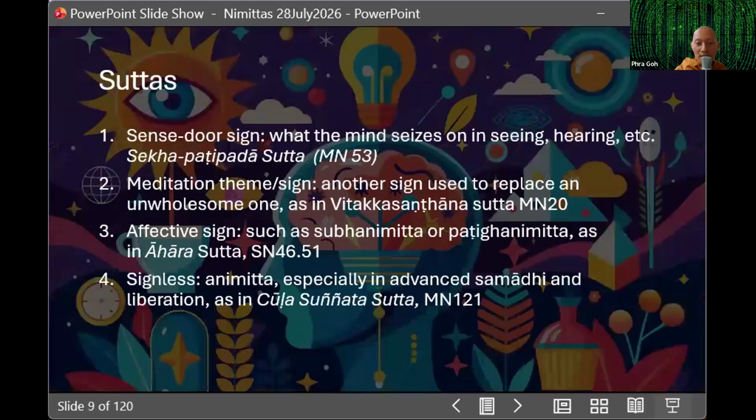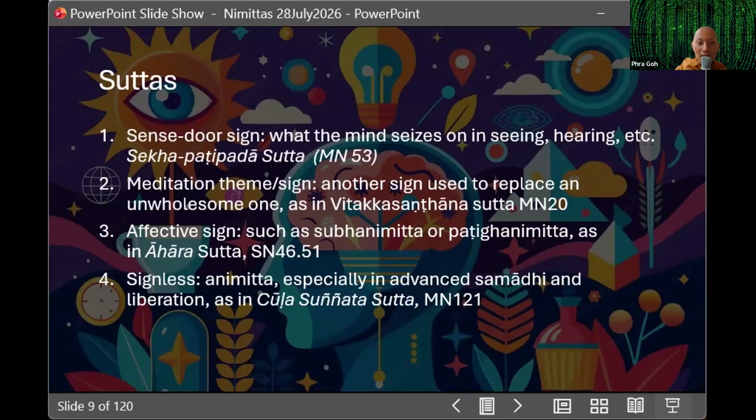practice on Nimittas. In the Suttas, the term Nimitta is used in different contexts, and based on the situation it has different meanings. The first one is any sense door contact equals Nimitta. Whatever you see is Nimitta, whatever you hear is Nimitta, whatever you think is Nimitta. So that is one definition of Nimitta. It is basically quite neutral.